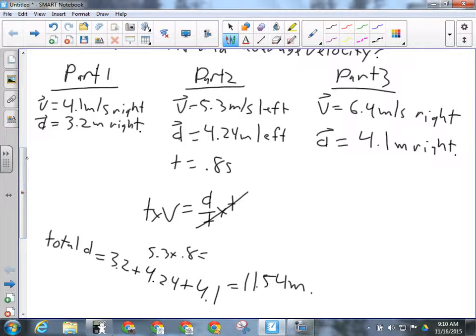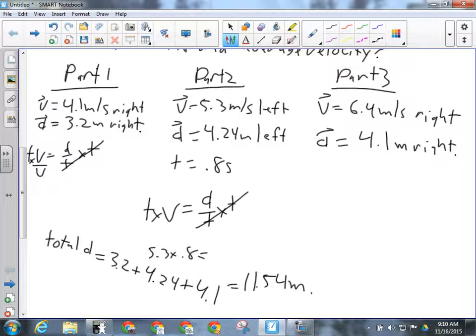I don't have times for part 1 or 3. Can I get them? Yes, I just have to do a little v equals d over t manipulation, right? So v equals d over t, and I want to solve for t. This is the tricky manipulation of that formula. What do I have to do with t? Right? Just like I did before.